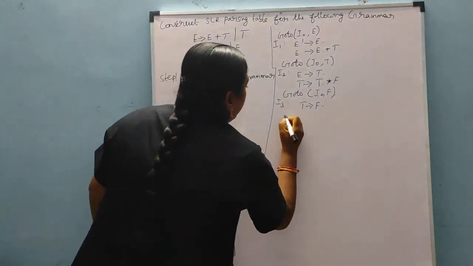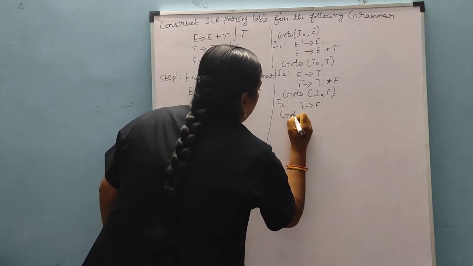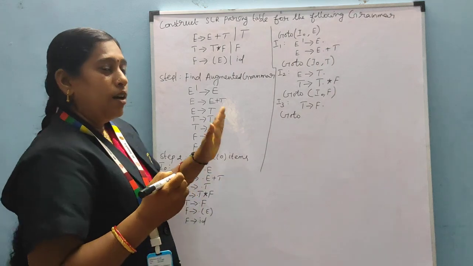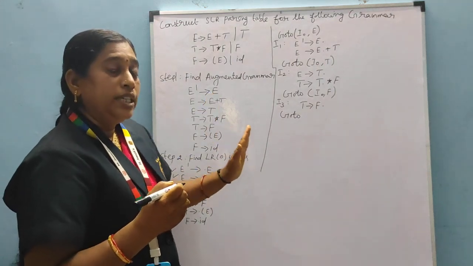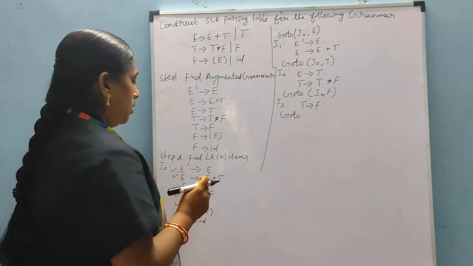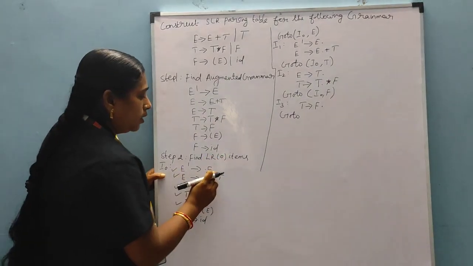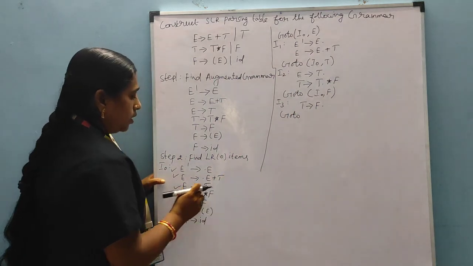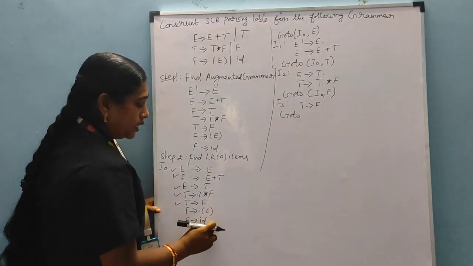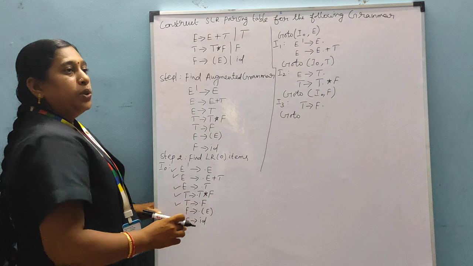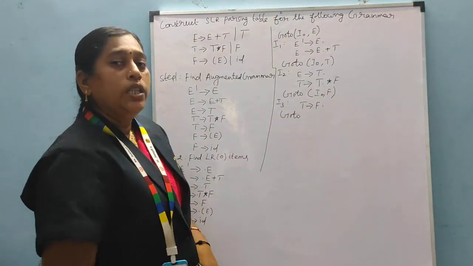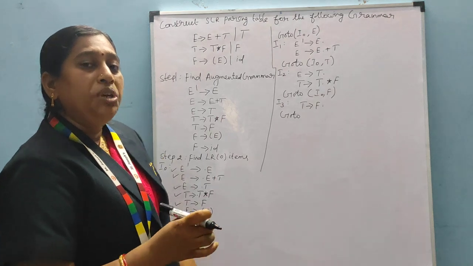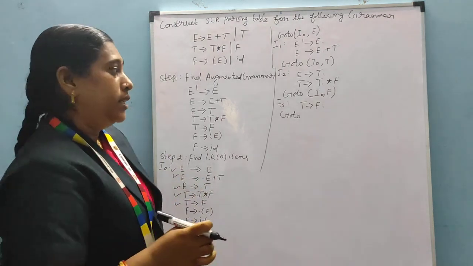Okay. Likewise, we have to find this for each production until it reaches the end. For example, E dash tends to E dot. E tends to E plus T dot. Likewise, all the productions will reach the end state. Up to that, we have to make all the goto statements. Why am I doing this? Because of how to make the SLR parsing table creation.